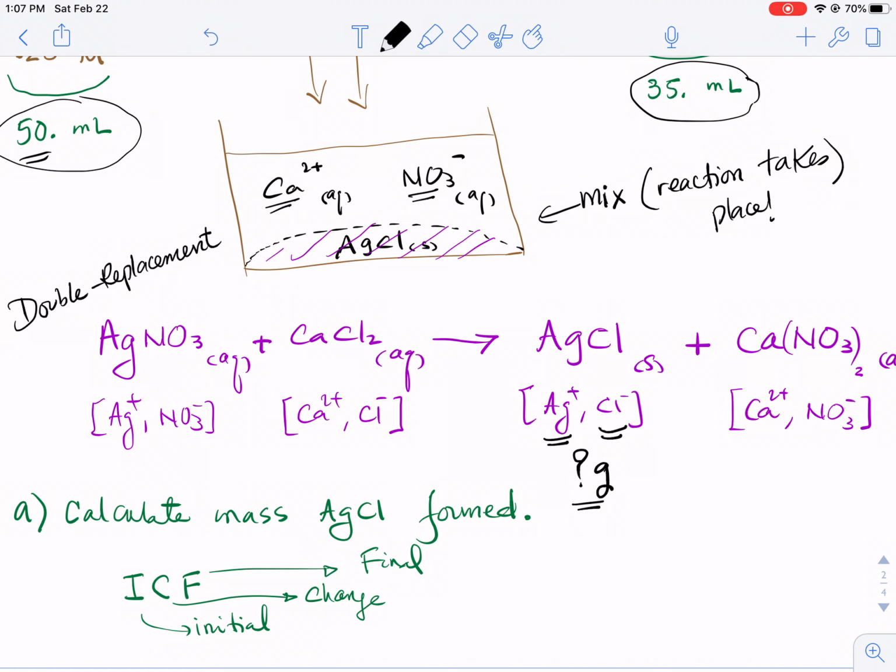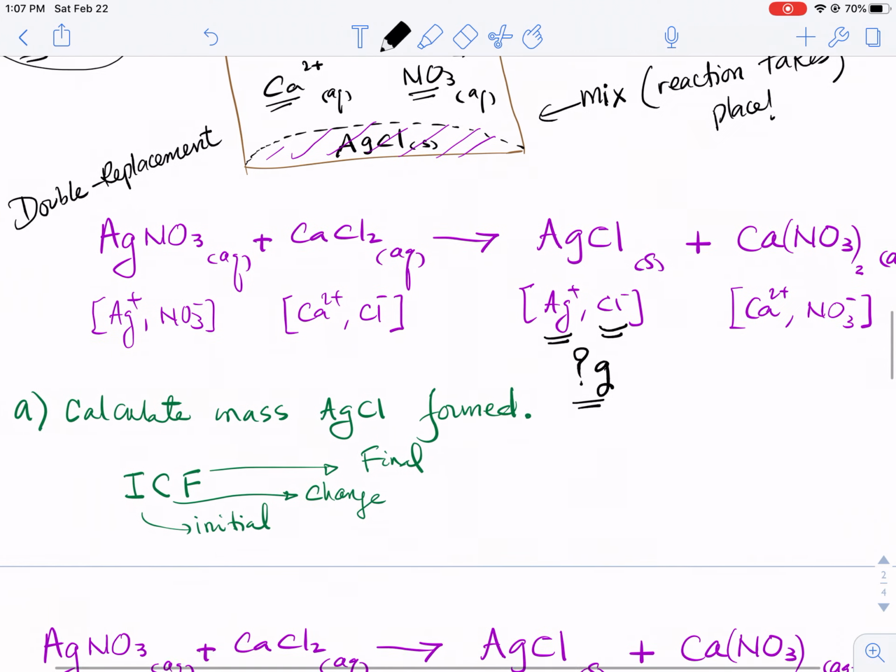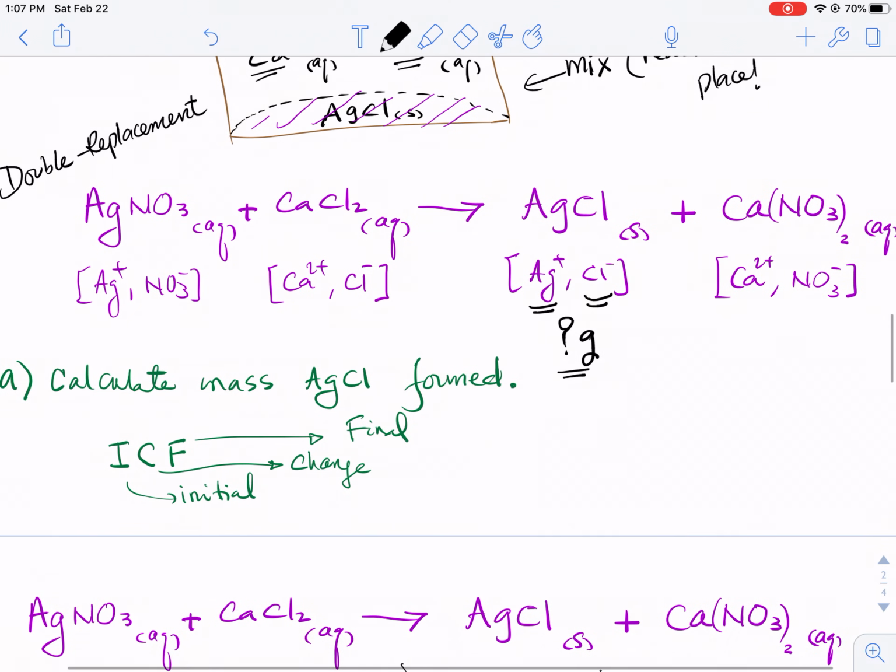I stands for initial, C for change, F for final. So there are 3 lines that you fill out, and it's a very complete way of calculating the stoichiometry of this problem. I'm going to explain this technique to you because we're going to be using it later on too. So it's important to understand how to do it with this technique as well.